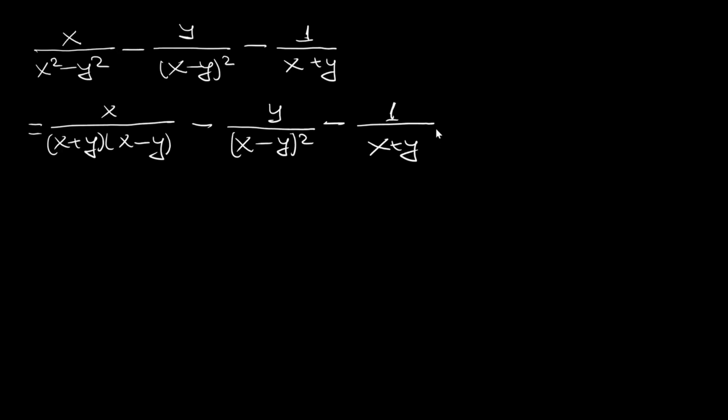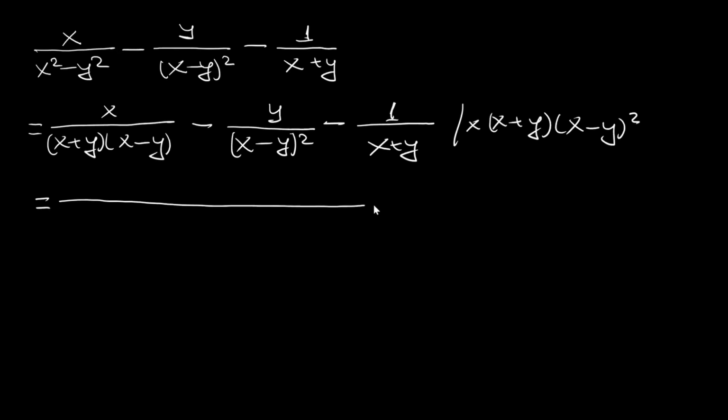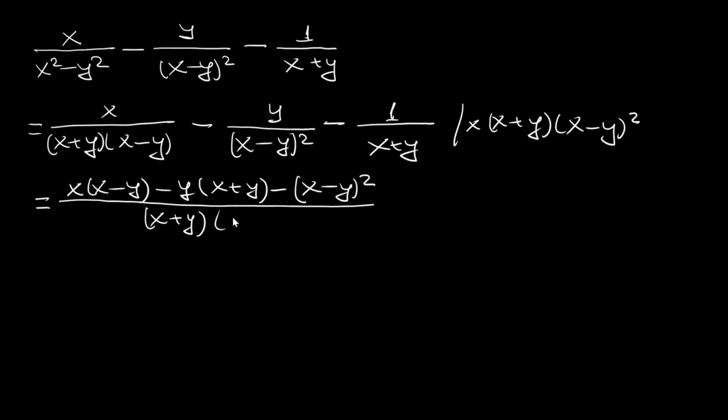And now we need to find the lowest common denominator. And this is x plus y times x minus y squared. And that's it. We multiply by x plus y times x minus y squared. Let's see what we get. We have our line, and then we have x times x minus y times x plus y, and then we have minus what's left, x minus y squared. And in the denominator we have x plus y and x minus y squared.